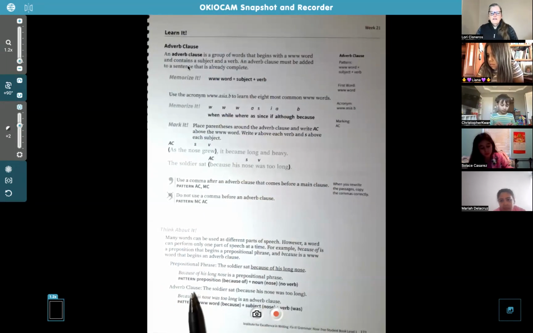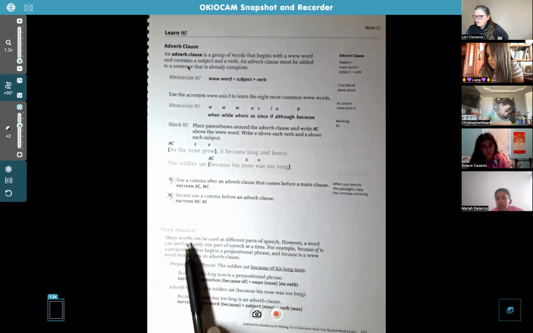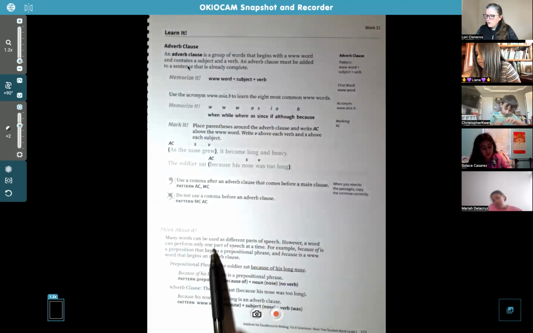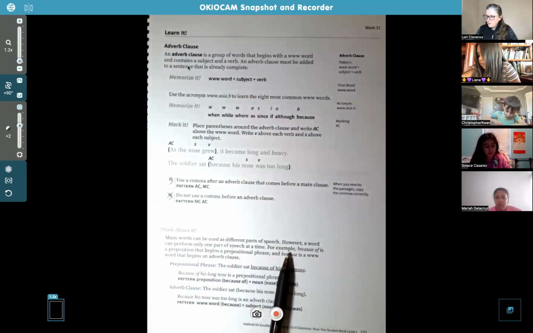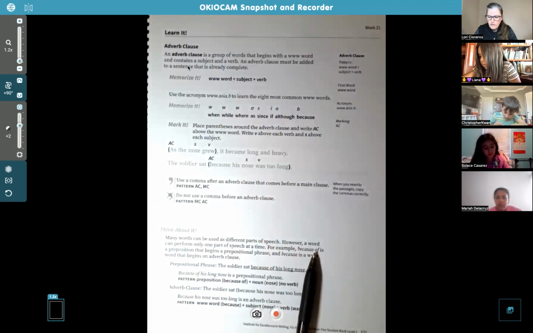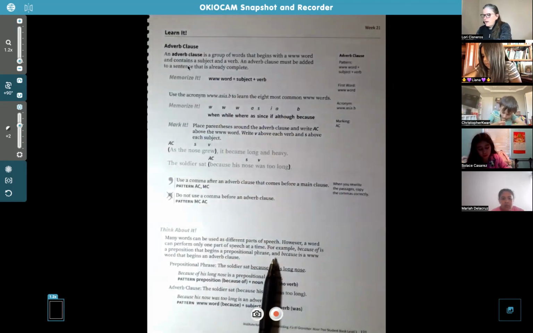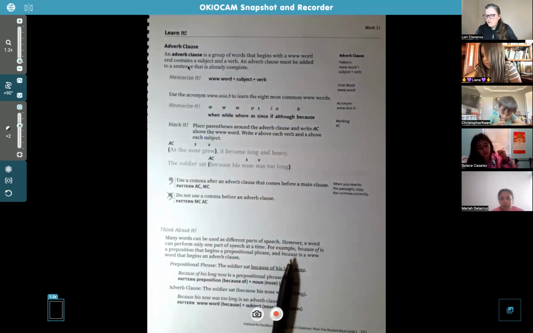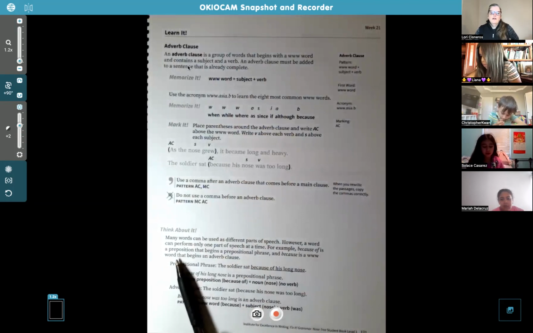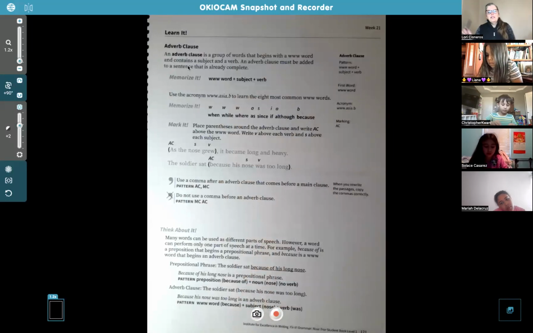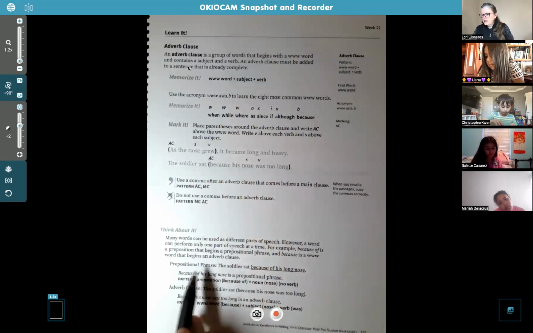Down here is a think about it. It says, so many words can be used as different parts of speech. However, a word can perform only one part of speech at a time. For example, because of is a preposition that begins a prepositional phrase, and because by itself is a WWW word that begins an adverb clause, because we saw because up here. But anytime you put because of together like that, it becomes a prepositional phrase. And it's telling you these two examples.